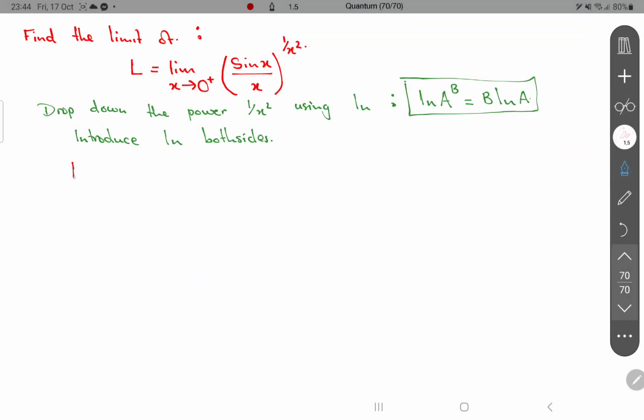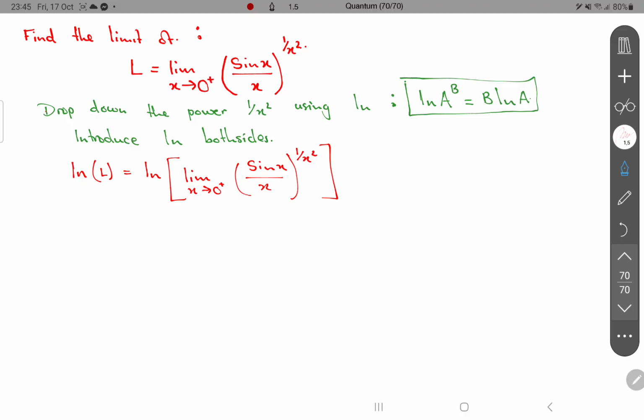So it will be the natural logarithm of L is equal to the natural logarithm of the limit as x approaches 0 of sine x over x to the power 1 over x squared, like this.